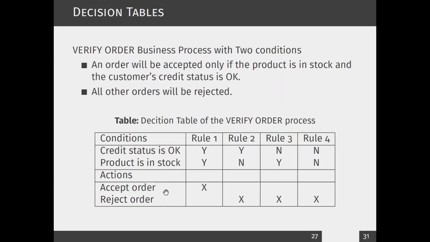So in the decision table, we first identify the conditions. We have two conditions, which means there are four combinations. Then we have two actions. For each of these combinations, we have to check whether we are going to accept or reject. All possibilities we can represent using a decision table. So this is the decision table of the verify order process.